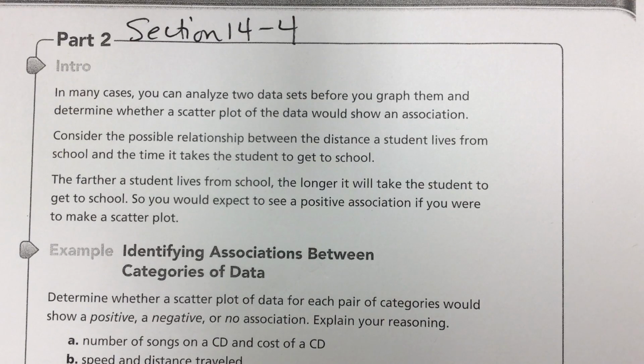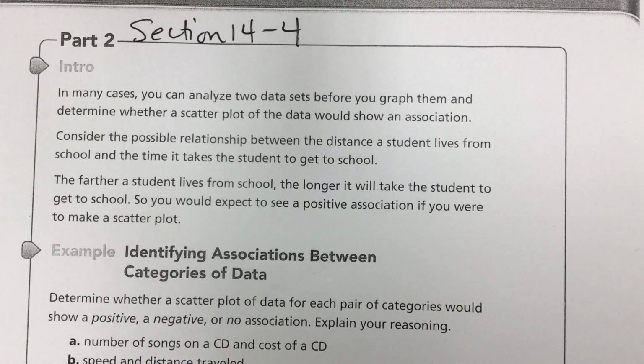Section 14-4, Part 2. In many cases, you can analyze two data sets before you graph them and determine whether a scatter plot of the data would show an association. Consider the possible relationship between the distance a student lives from school and the time it takes the student to get to school. The farther a student lives from the school, the longer it will take the student to get to school. So you would expect to see a positive association if you were to make a scatter plot.